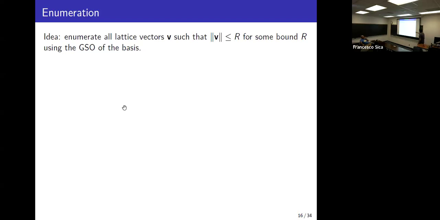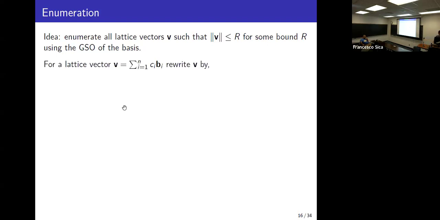Assuming that I knew a good upper bound R for the shortest vector of a lattice, and for this R we usually have some good estimate, both in theory and from practice. So the idea is to enumerate all the non-zero lattice vectors v such that the norm is bounded by R, and we just pick out one of the shortest ones, right?